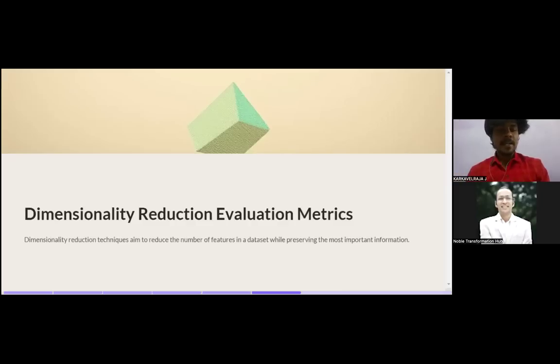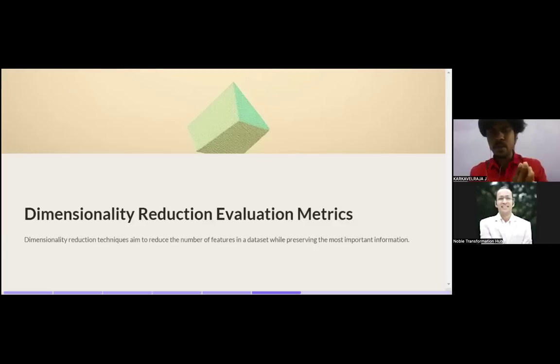Dimensionality reduction evaluation metrics. Dimensionality reduction techniques aim to reduce the number of features in a data set while preserving the most important features. We already know, right? We have learned three different dimensionality reduction techniques: PCA, LDA, and t-SNE. Don't worry, we have the sessions. Please watch the sessions we have done already, both the theory part, black box, as well as the coding part. If you haven't watched them, please make sure that you watch. Now we're going to see the evaluation metrics.